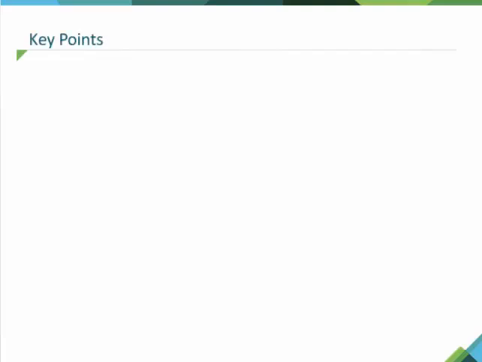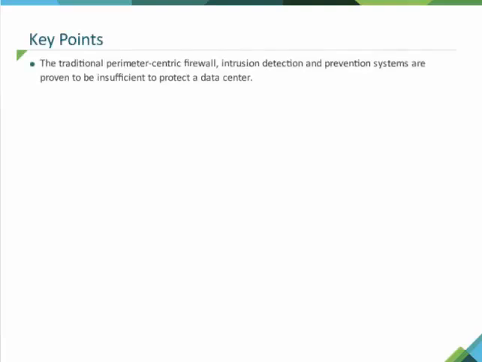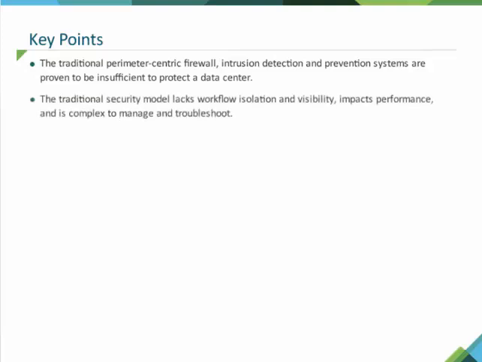Here are the key points covered in this module. The traditional perimeter-centric firewall, intrusion detection, and prevention systems are proven to be insufficient to protect a data center. The traditional security model lacks workflow isolation and visibility, impacts performance, and is complex to manage and troubleshoot.